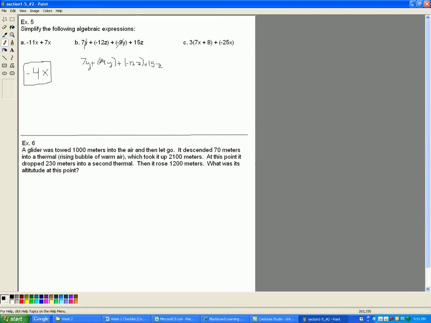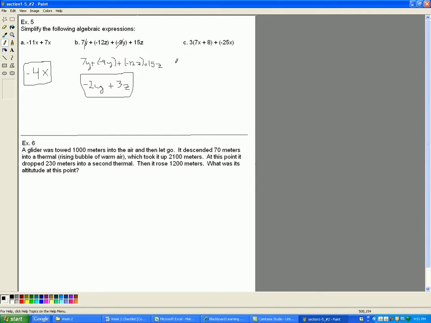Let's make sure they have the same exact variables, right? This has a y, this has a y, this has a z, this has a z. So we can combine these two, and we can combine these two on their own. So 7y plus negative 9y is going to give us negative 2y, because 7 plus a negative 9 gives us negative 2. Over here, then there's a plus. We see the plus right there. Then over here we just have to combine the two z's: a negative 12z plus 15z. Negative 12 plus 15 is going to equal plus 3z. So there's our final answer.